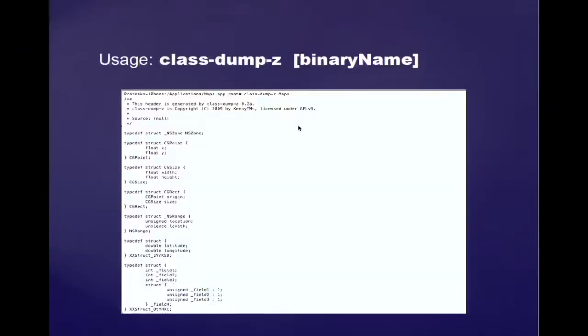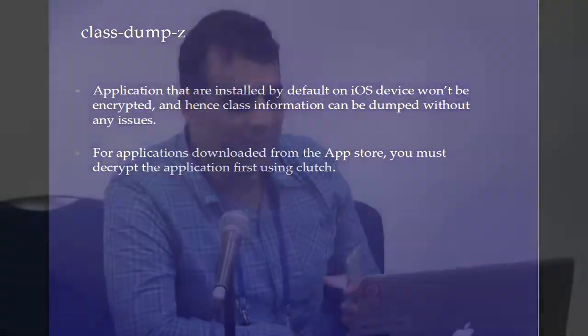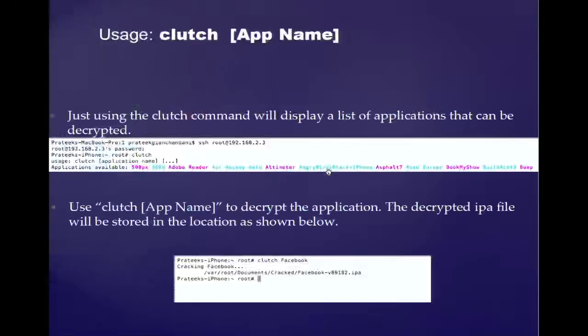So this is the class dump demo. Applications that are installed by default won't be encrypted, as I already mentioned, and hence class information can be dumped without any issues. When you buy a new iPhone, applications like camera and calculator are not encrypted. Only the applications downloaded from the App Store are encrypted, and you can decrypt them using Clutch that I just showed you.